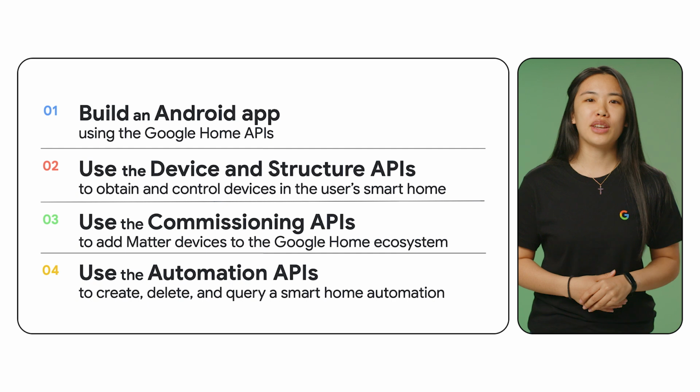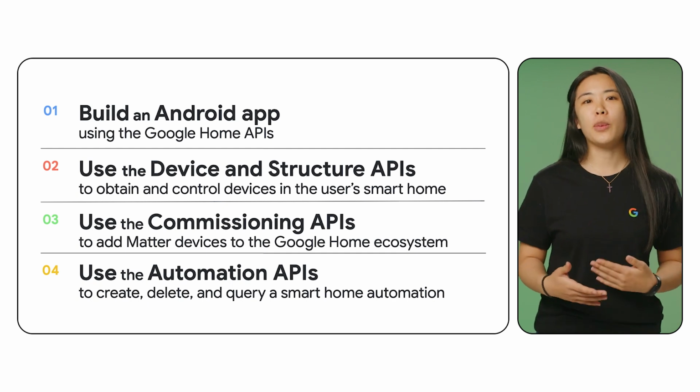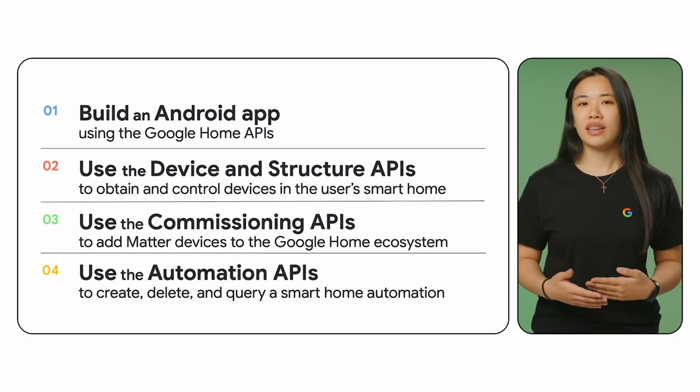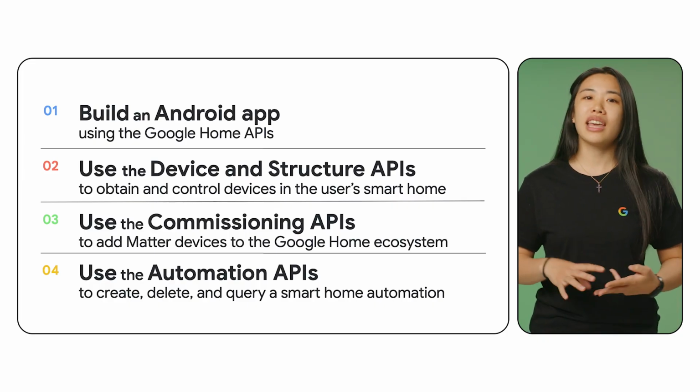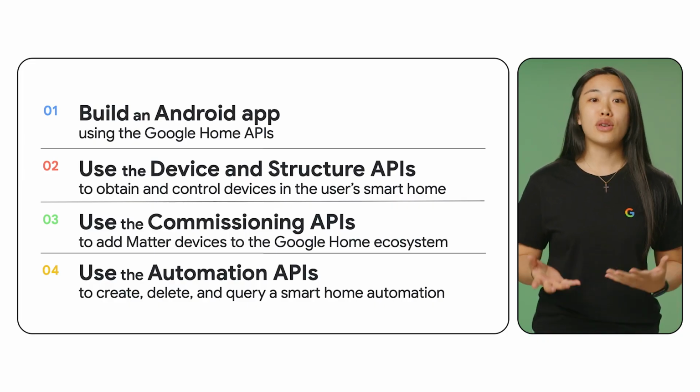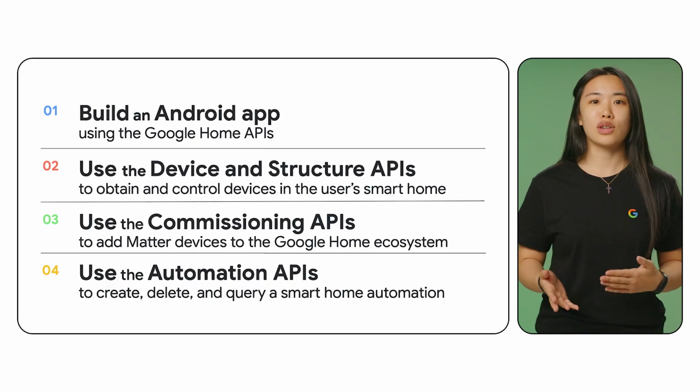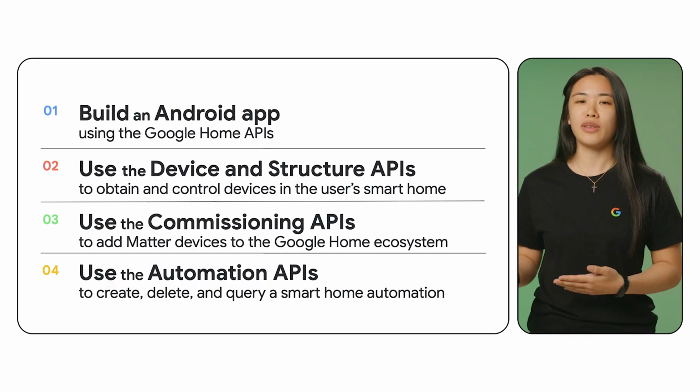Congratulations! In this video, we've covered how to build a mobile app using Home APIs on Android, including how to use the Permission APIs, the Device and Structure APIs, and the Commissioning APIs. To learn how to make advanced automations in your Android app, stay tuned for the upcoming video. In the meantime, get creative, and we can't wait to see what innovations you build with the Home APIs.